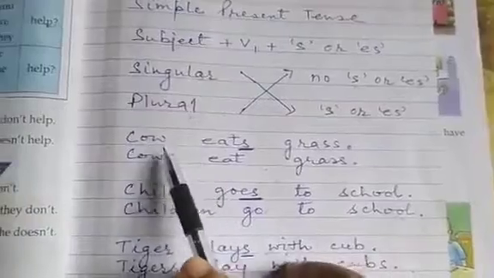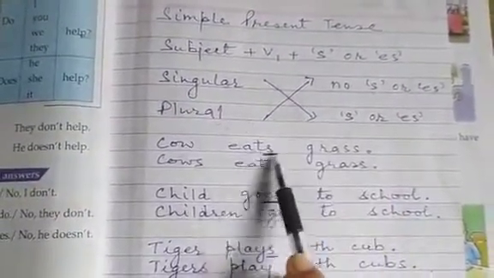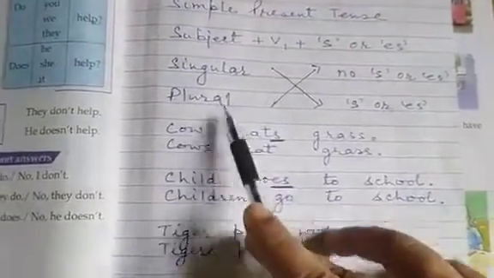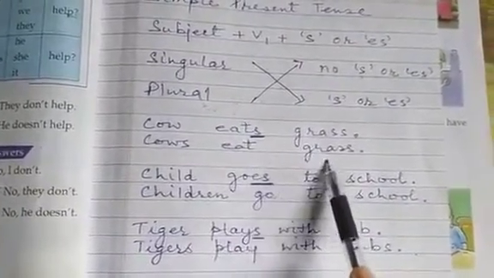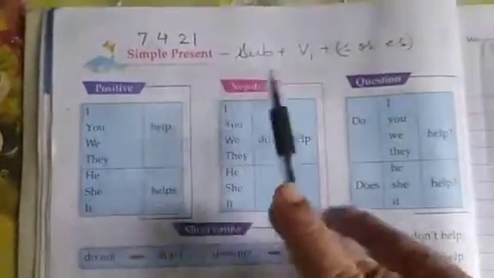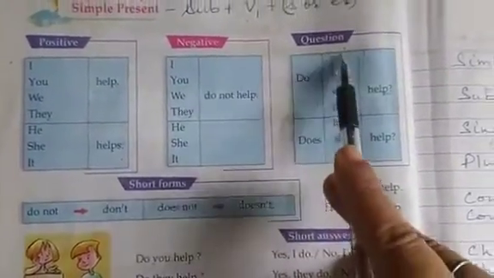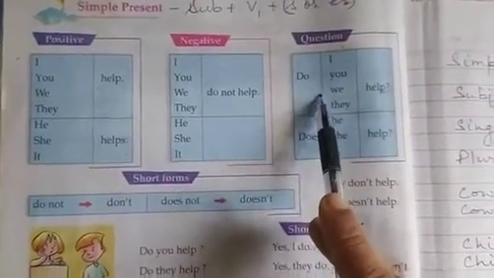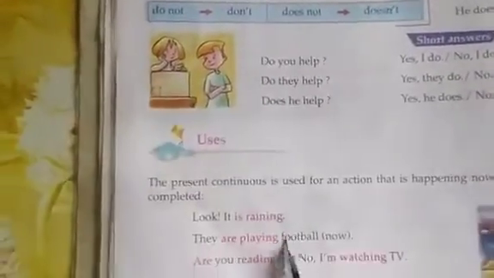So see the example here: cow, singular number, we take s or es. So cow eats grass. This is verb eat and s is added. Cow eats grass. Next is plural number, cows. We do not take s or es. So cows eat grass. In this way, revise it once again. Here the rule is given in positive sentence, negative sentence and in the question sentence. With I, you, we and they we use do for framing sentences into questions, and with he, she, it we use does. Alright, practice all this.